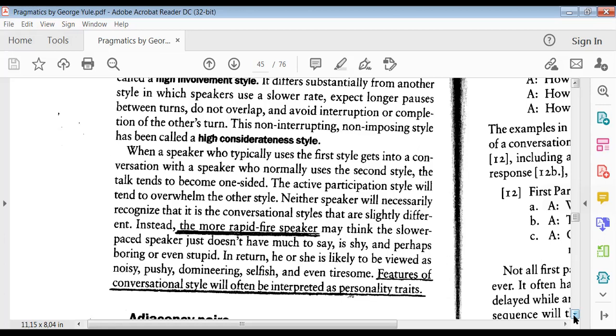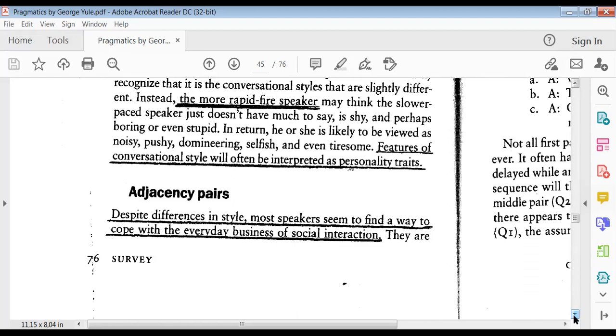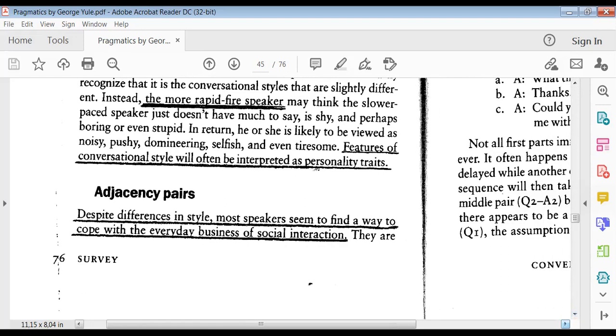Features of conversational style will often be interpreted as personality traits. Now, this is related to the speaker's personality, and it's related to his or her culture. Now, adjacency pairs. Despite differences in style, most speakers seem to find a way to cope with the everyday business of social interaction. So people may have different conversational styles, but they are likely to find a way to cope with the everyday business of social interaction.